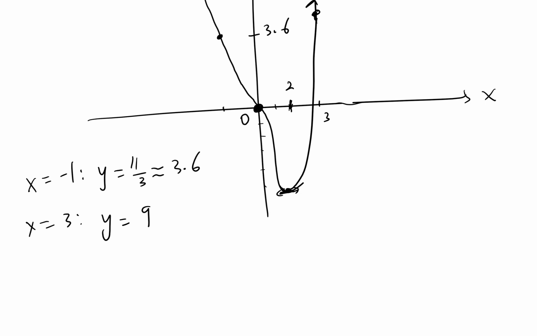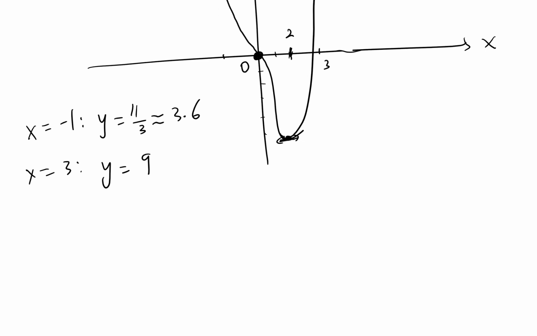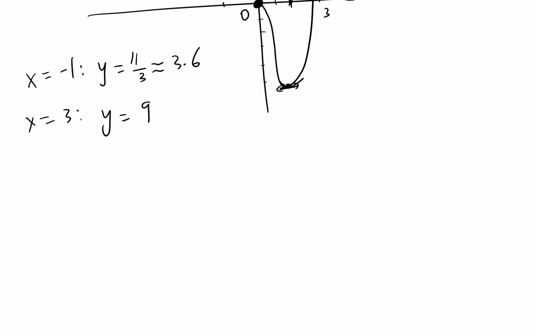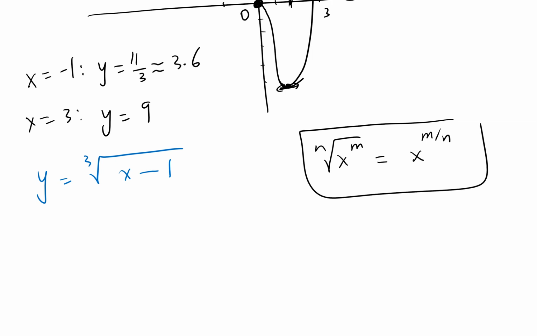So we can take another example: y equals the cubic root of x minus 1. We can recall this property from radicals: the nth root of x to the m is x to the m over n. So what we can do is rewrite this as (x minus 1) to the 1/3.